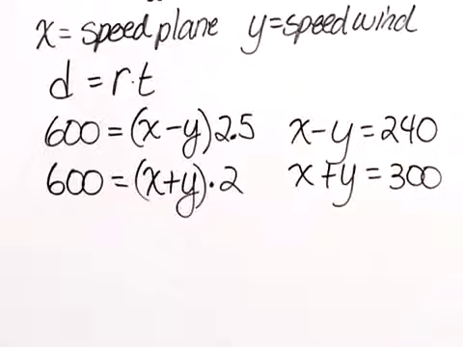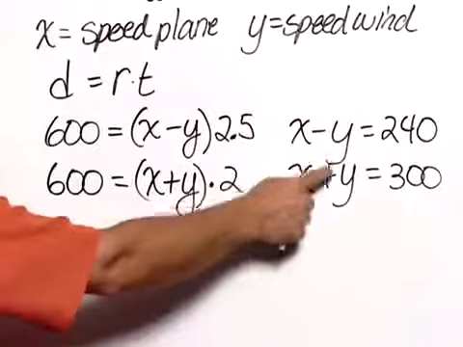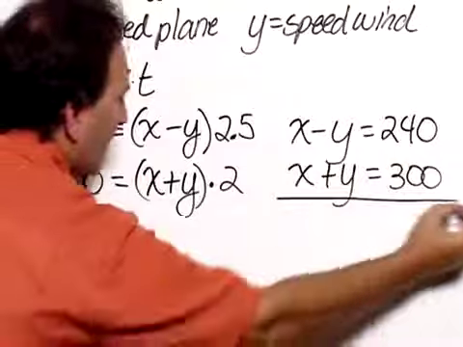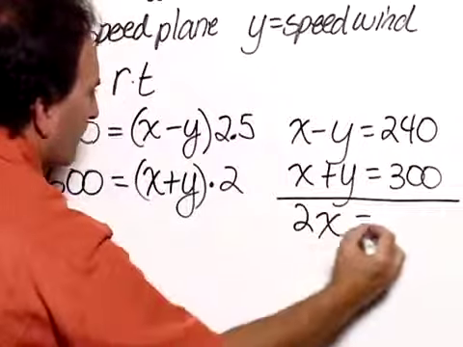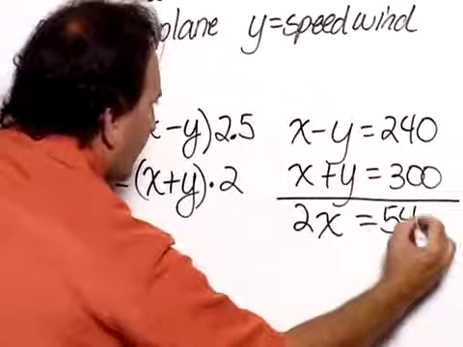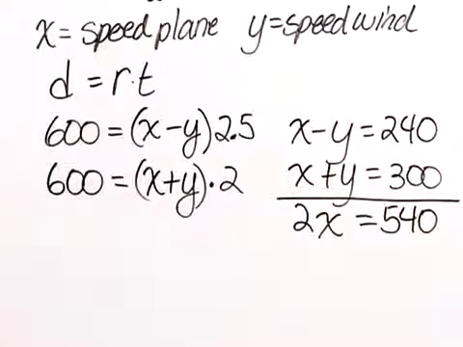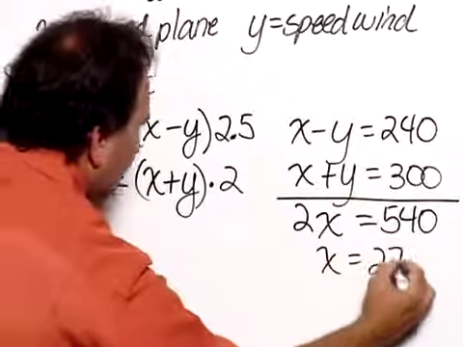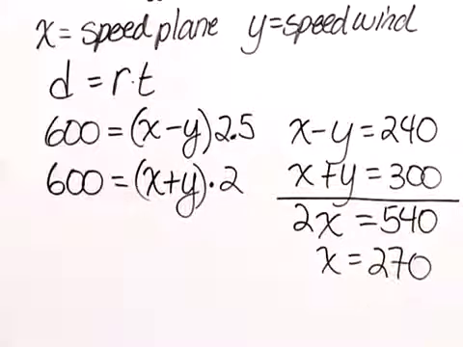What we want to do now is solve this system simultaneously, and you'll notice that we can use the method of elimination because we already have opposite coefficients of y. Add the two equations together. We get 2x is equal to 540. Divide both sides by 2, we get x equals 270.